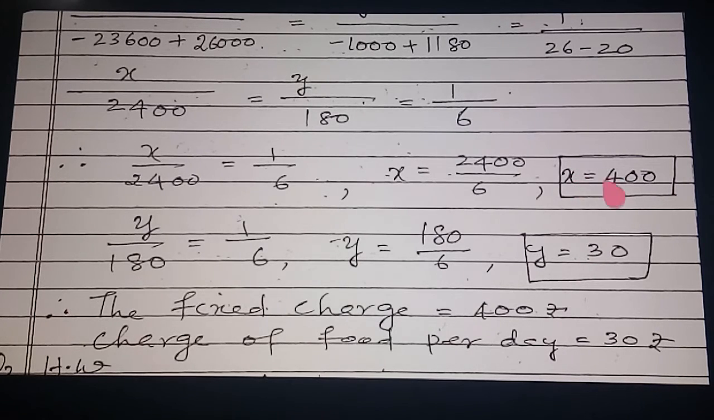So you got the fixed charge. What is the fixed charge? 400 rupees. And what is the charge per day, cost of food per day? 30 rupees. Clear now? Here in all questions, equation making is very important. If you know equations perfectly, then there is no difficulty. Okay.